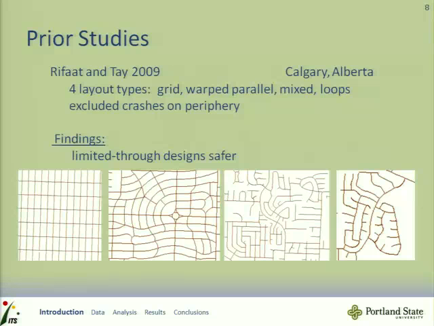In 2009, also Rifaat and Tay had data from Calgary, Alberta. They had more than just loops and lollipops versus grid. They set a scale of 4 different types of layout, ranging from grid through warped parallel and something called mixed that was not completely loops and lollipops, but kind of the catch-all if it wasn't one of the other 3. And they decided to deal with the crashes on the periphery by excluding them. They found that limited through designs were safer.